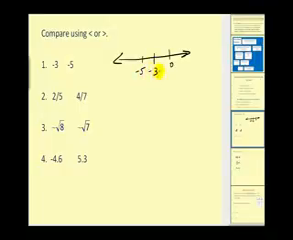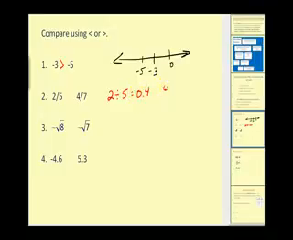Either way, -3 is the larger of the two, so to compare using these two inequality symbols, we would say -3 is greater than -5. Next, comparing 2/5 and 4/7 may be difficult, since we either need to have a common denominator or convert to decimal form. So if we convert 2/5 to decimal form, we need to take 2 and divide by 5, and that would give us 0.4.